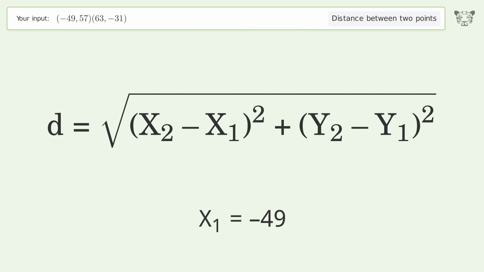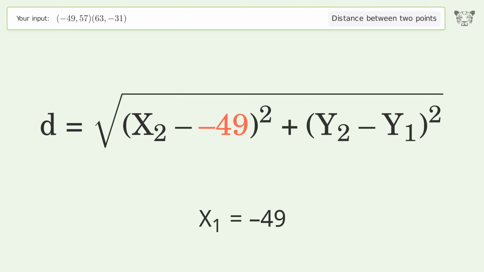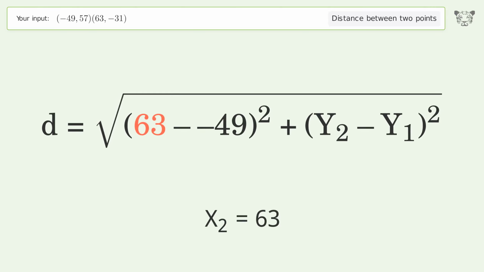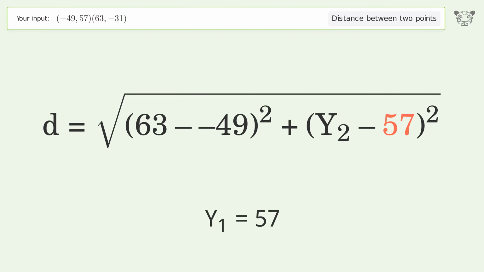x1 equals -49. x2 equals 63. y1 equals 57. y2 equals -31.